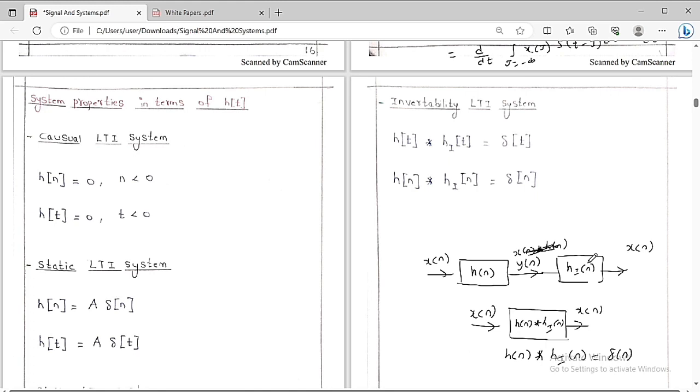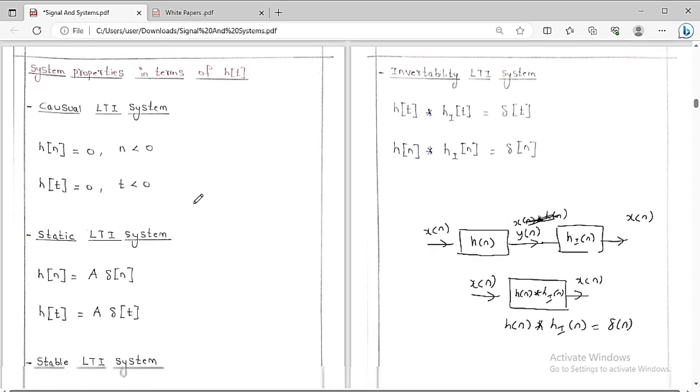Then we can say it is a static LTI system. If it is not satisfying this condition, it will be a dynamic system. If it is not satisfying this condition, it will be a non-causal system.